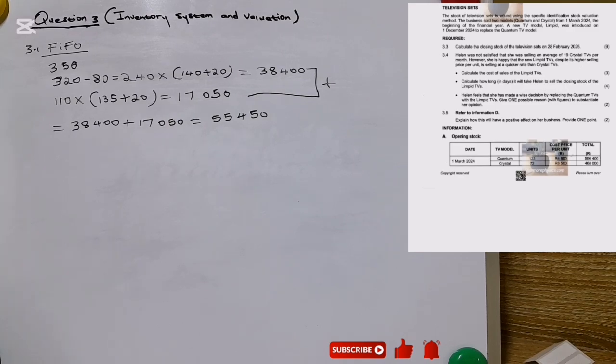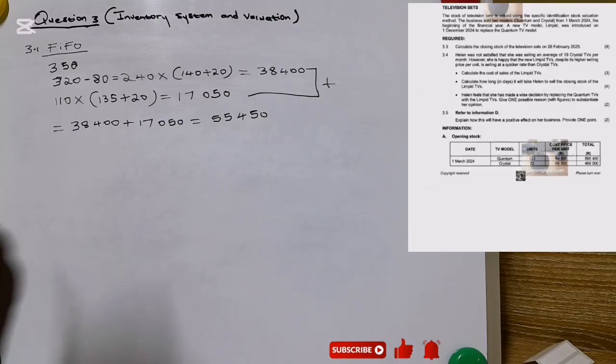Let's go to 3.3. Television sets. The stock of television sets is valued using the specific identification stock valuation method. The business sold 2 models, Quantum and Crystal, from 1st March 2024, the beginning of the financial year. A new TV model, Limpid, was introduced on 1st December 2024 to replace the Quantum TV model.